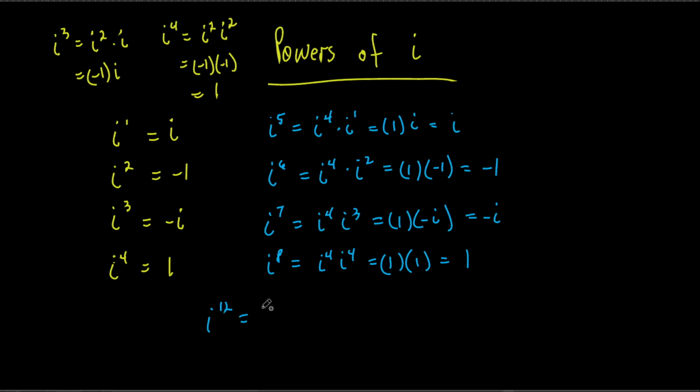I to the 12th. It's a 1. Why? Because it's a multiple of 4, isn't it? Anytime you have an exponent with a multiple of 4, what's that going to be? It's going to be a 1.